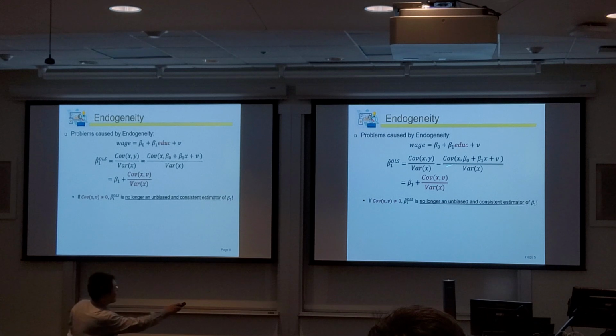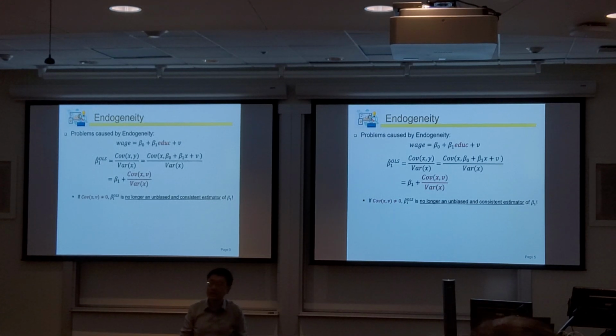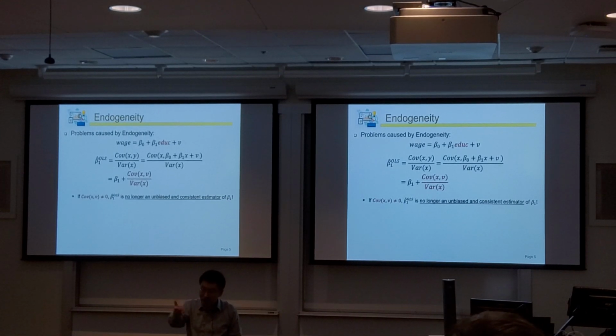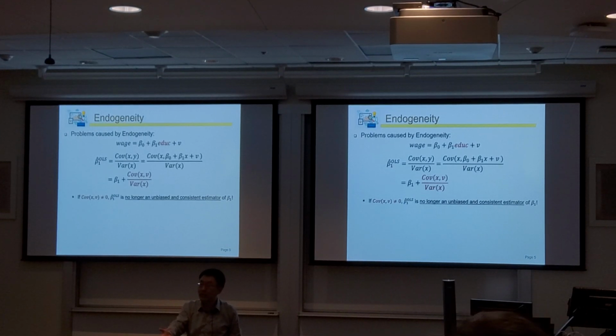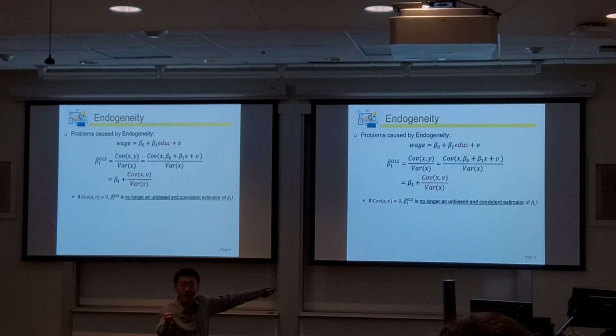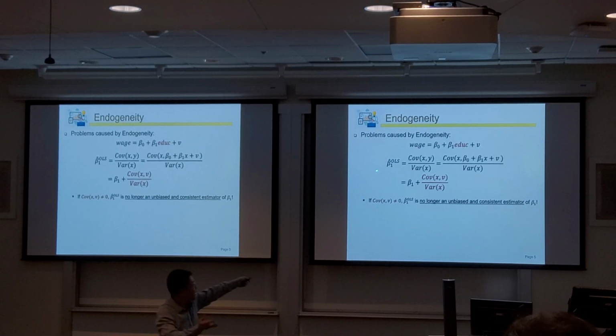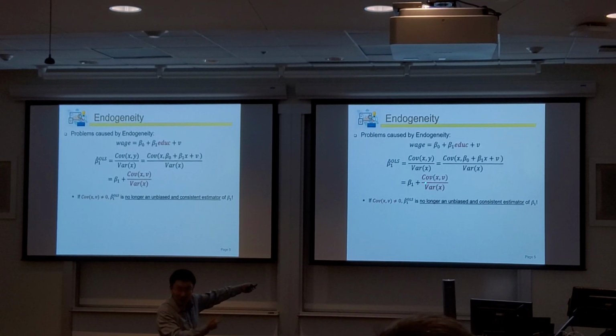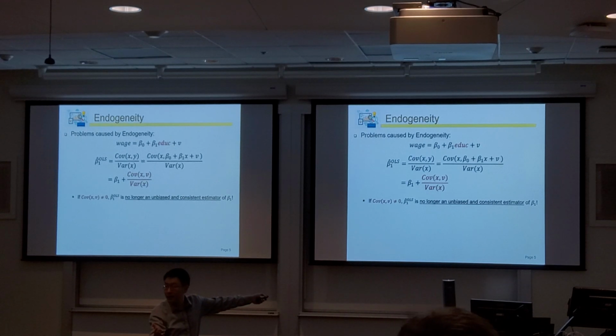Now this is the problem: the covariance of x and mu, x and now the error term mu. The standard assumption of linear regression is what? The error term should be independent from the x variable. So as a result, the covariance between x and the error term should be 0. Then we are good, because then the OLS estimator will be equal to the true beta 1. So the estimator is consistent, no problem.